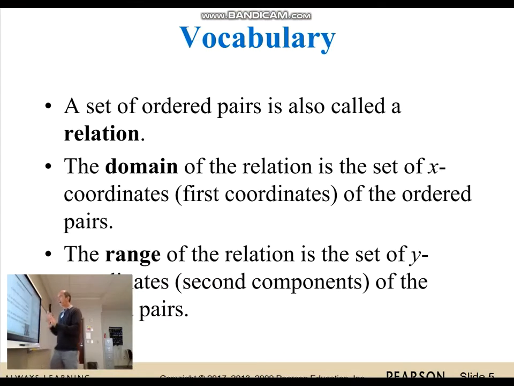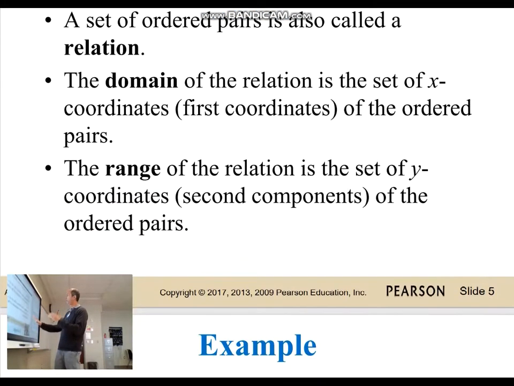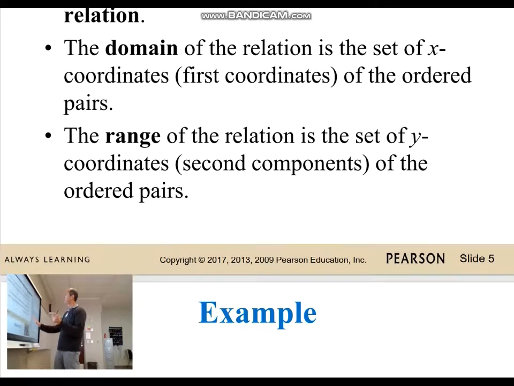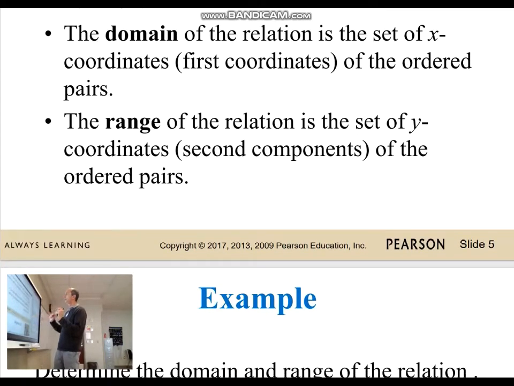A little bit of vocabulary. The set of ordered pairs is also called a relation. So if you have any ordered pairs, there's a relation there. The domain of the relation is the set of x coordinates, and the range of this relation is the set of y coordinates.